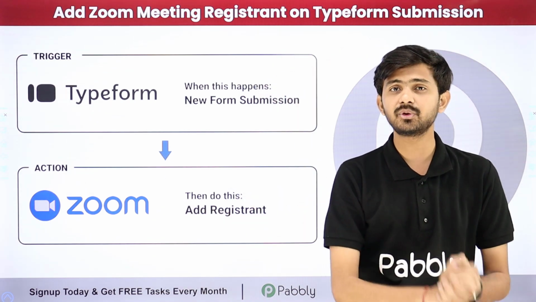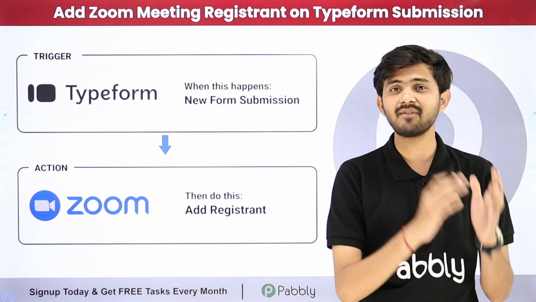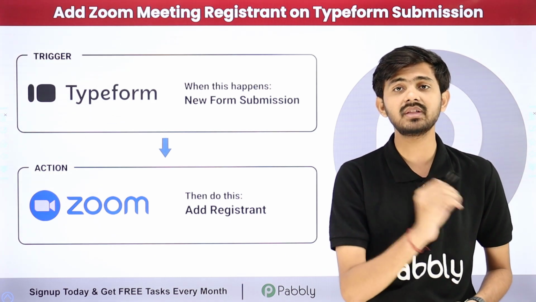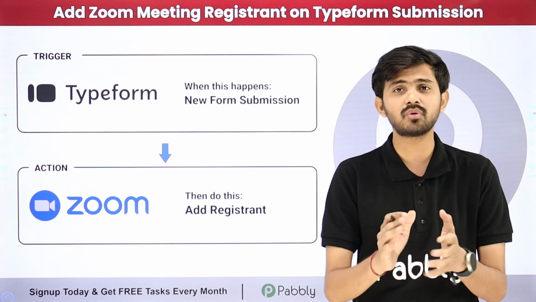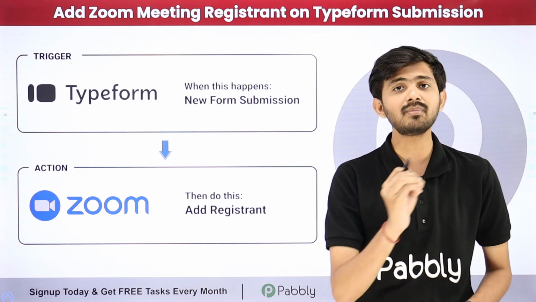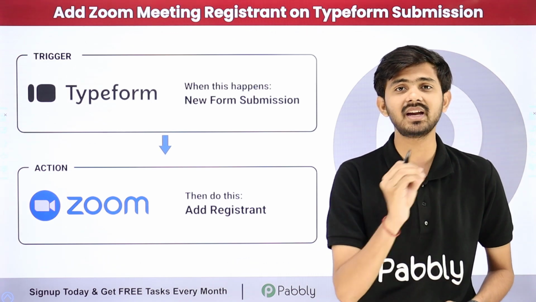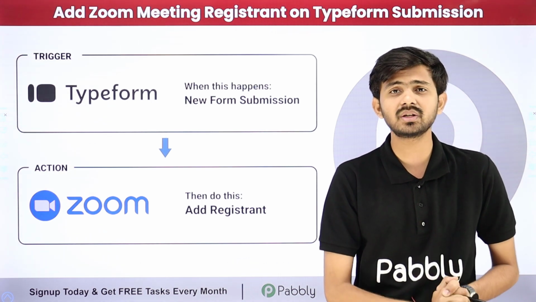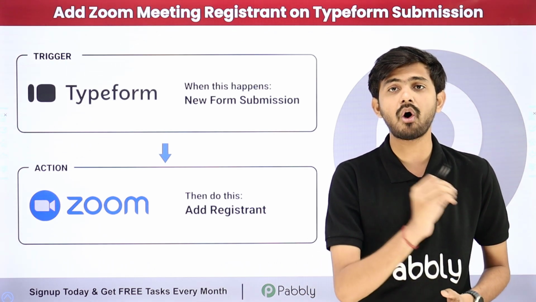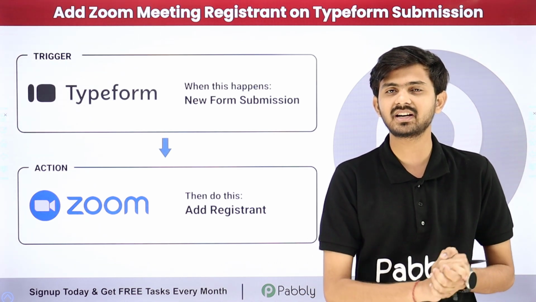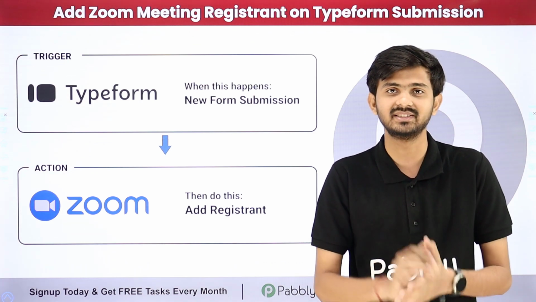I am an online tutor, and I have already created an inquiry form using Typeform. Whenever I receive a new form submission or a new inquiry through Typeform, I want to automatically use those details to add a new registrant in my Zoom meeting. I want to do this so that I can clear all the doubts of my inquiries and convert these inquiries into my students.